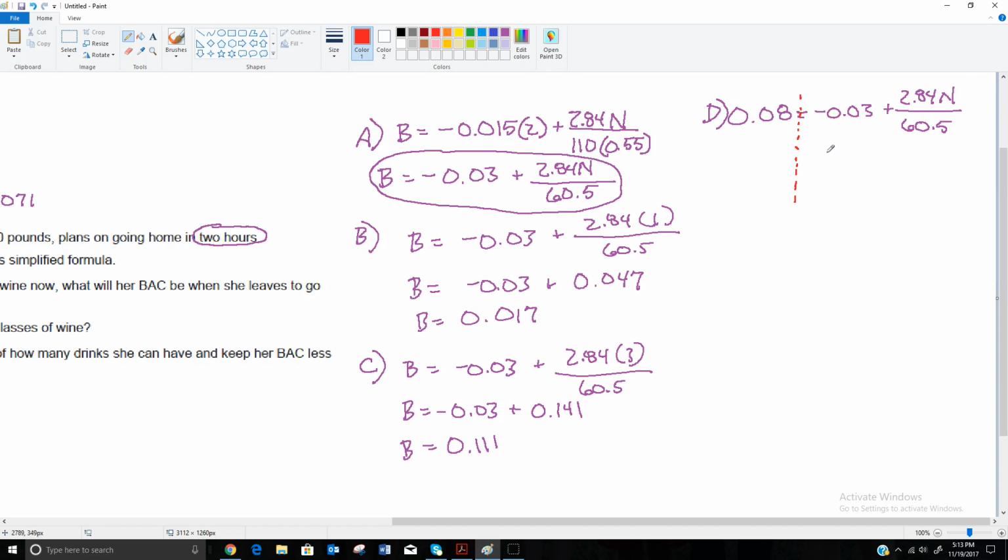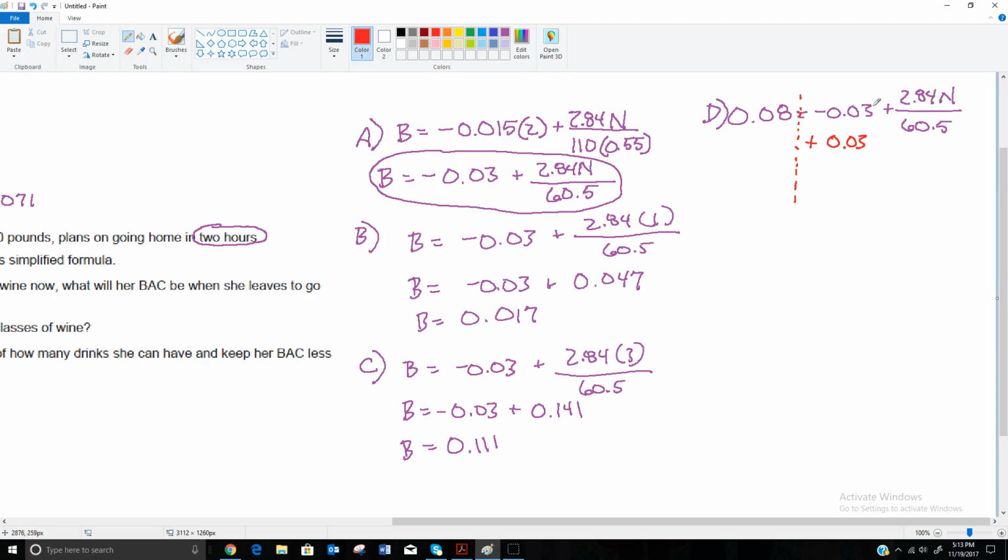And what do I need to do first? Well, remember, we're going to work that order of operations back, so we're going to take care of any addition and subtraction first. So this is adding a negative number, and adding a negative number is like subtracting. So I'm going to add 0.03. And the reason this isn't the same as what we did before is that this isn't multiplied by anything. This is just added to this number.